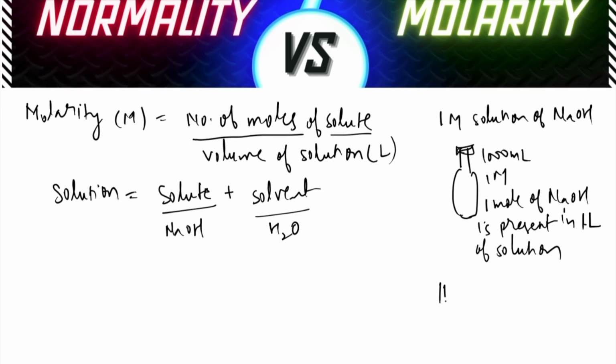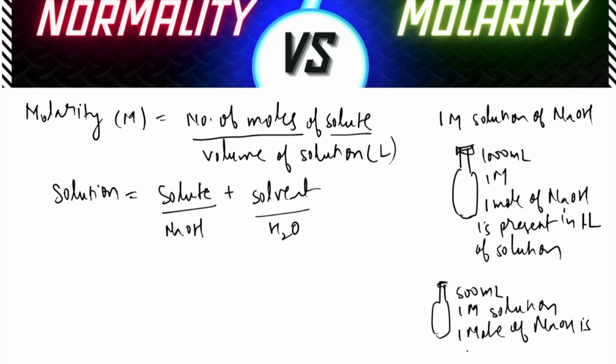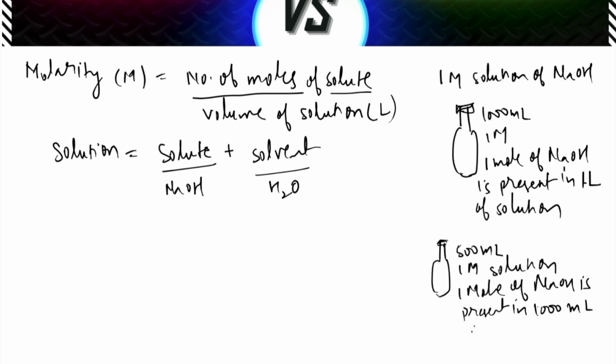Okay, so this can be different also. Let's say this standard flask, instead of 1000 ml, is of 500 ml, and I'm saying it's 1 molar solution. Still it means the same. That means 1 mole of NaOH is present in 1 liter or 1000 ml of solution. I hope there is no confusion here.